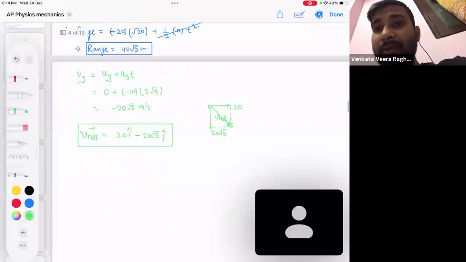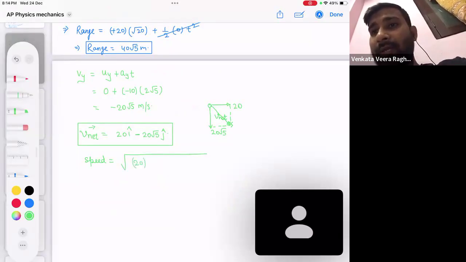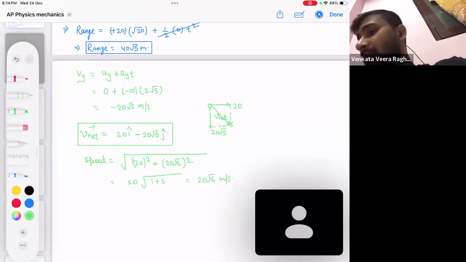They can also ask you what is the magnitude of net velocity, or they can ask you what is the speed. So what will be the speed? Under root of i cap component square plus j cap component square. Isn't it? We can simplify 20 square, 20 square. So 20 will come outside. It will become 1 plus 5, and 20 root 6 it will come. Understood this concept?